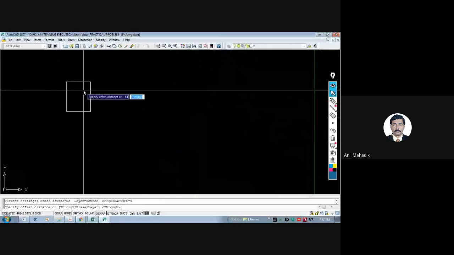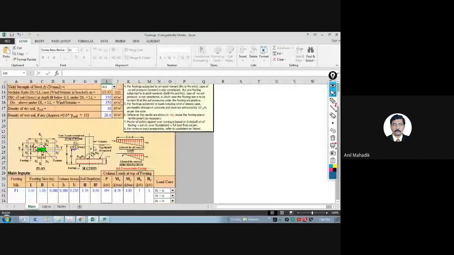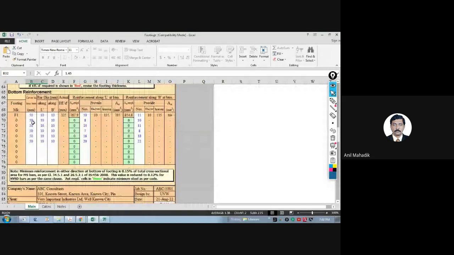The design may be from Excel. So see, we have done the Excel design and we have put all these footing sizes, and finally we have checked the shear check and bearing pressure and so on, all these things. And we have also arrived at a reinforcement schedule. So we get the reinforcement along L and along B.